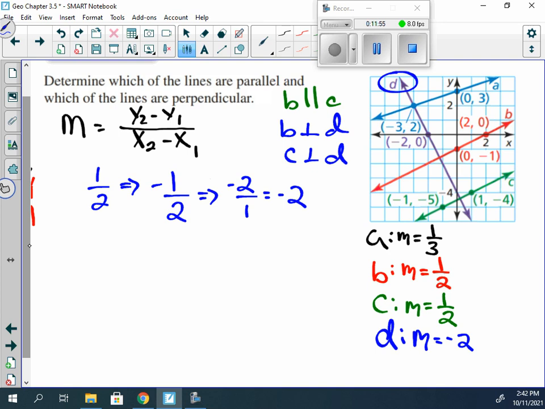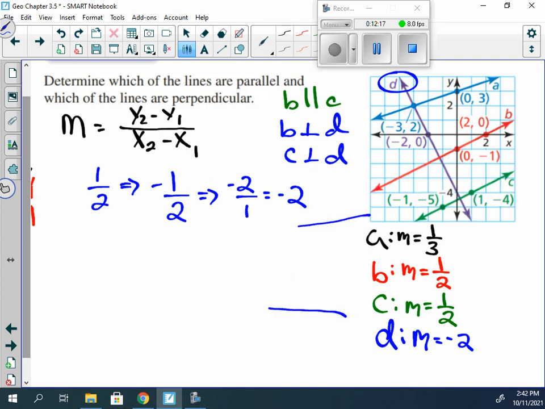Questions on this here? Yes, ma'am. Yes, probably. But I do not know for sure. Perpendicular.